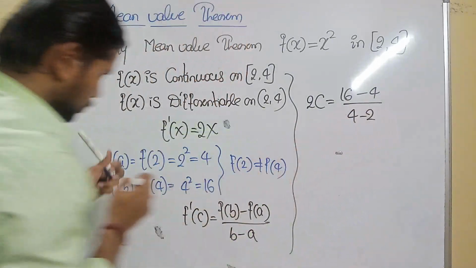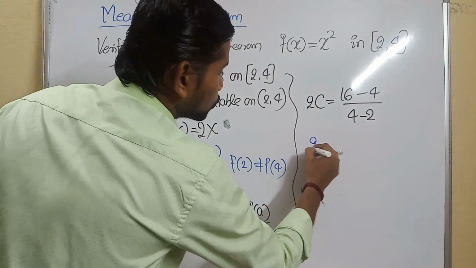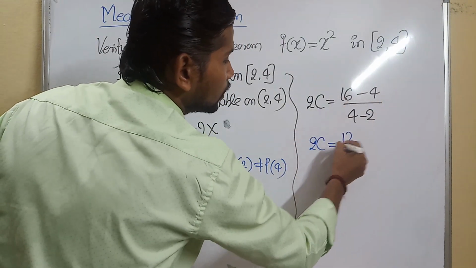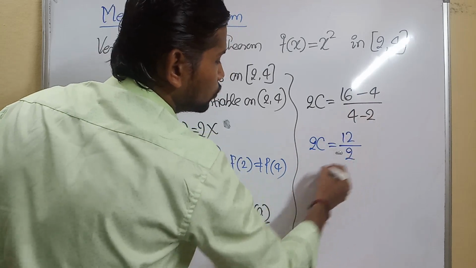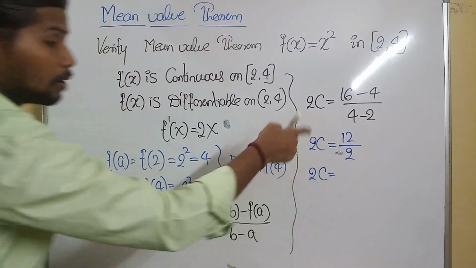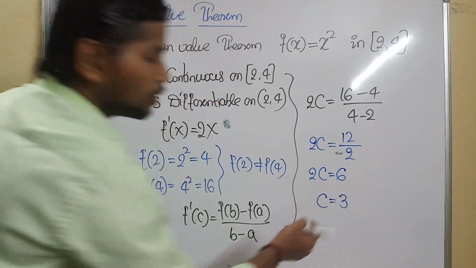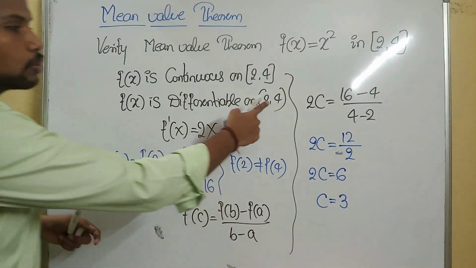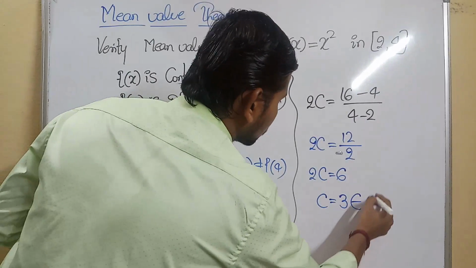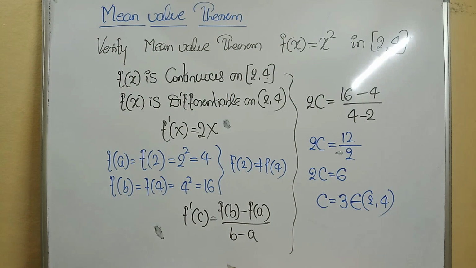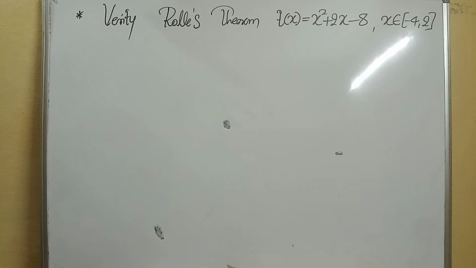It will be 2c is equal to 16 minus 4, which is 12, divided by 4 minus 2, which is 2. So 2c is equal to 12 by 2, which is 6. C is equal to 6 by 2, which is 3. Whether this 3 value belongs to the open interval 2 comma 4? Yes, it belongs to 2 comma 4, meaning the value 3 is in between 2 and 4. Okay, got it?